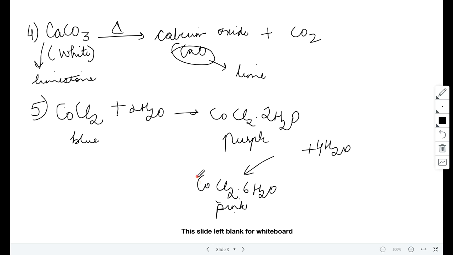So now if you take water out from it, that means it will become a dehydration reaction. So to get back to this cobalt chloride, the heating should be done very gently, because otherwise it is going to disrupt the chemical also. Okay, so now is it clear to you?